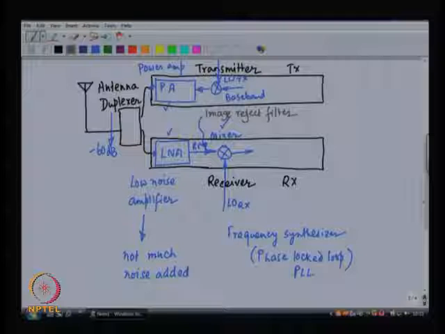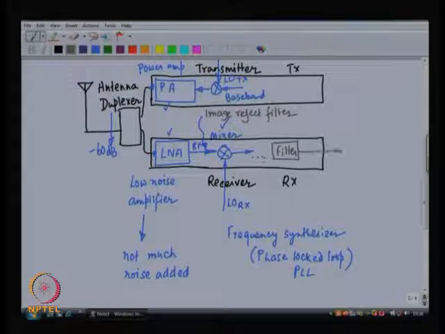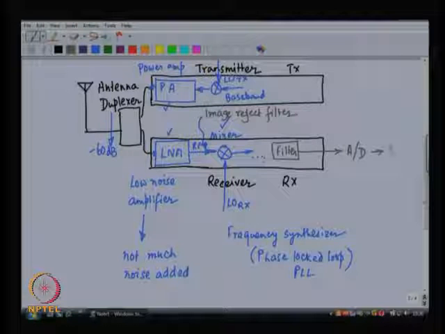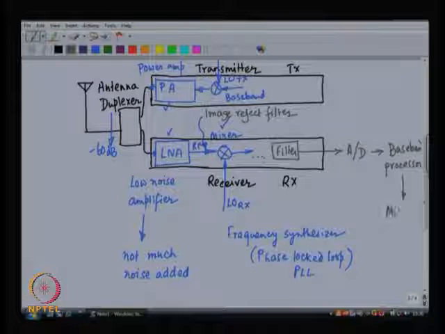And there could be a few more blocks after this, there need not be. After that there is going to be a baseband filter, and there is going to be an A to D converter. After that it is going to go to your baseband processor. After that it is going to go to the microphone, not microphone, I am sorry, the speaker.